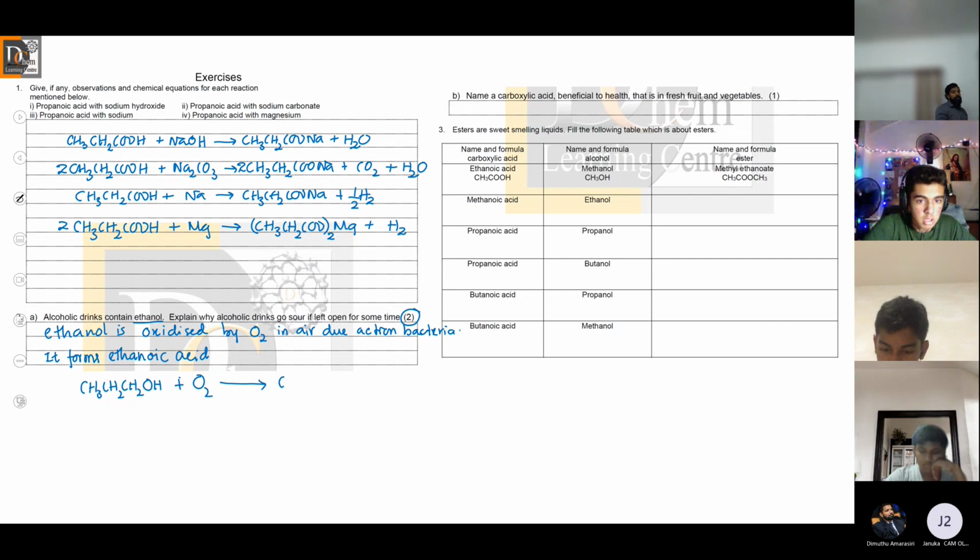When you react with oxygen and produce carbon dioxide and water, it's a combustion. Now, due to the bacterial action, what you get is oxidation. No flame. There is no flame. It's carefully oxidized to ethanoic acid, CH3COOH, and water, due to bacteria. So that's a very tricky point in your papers.